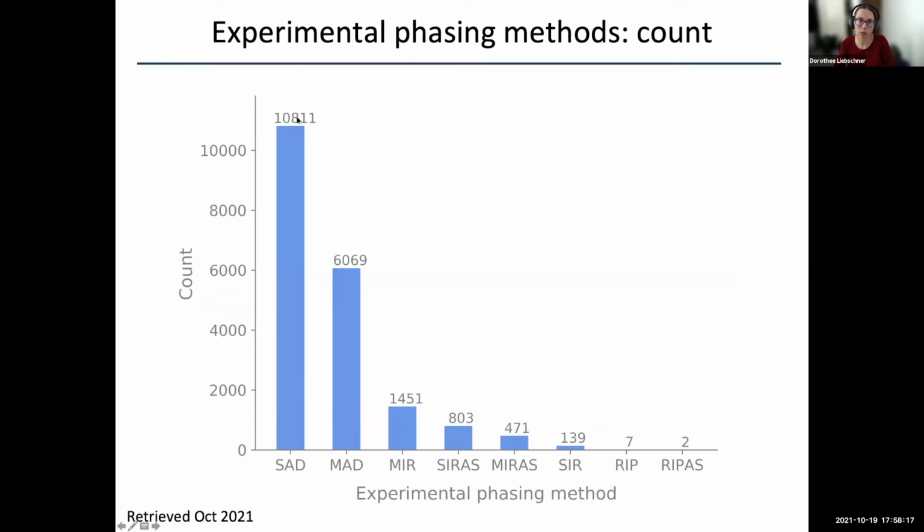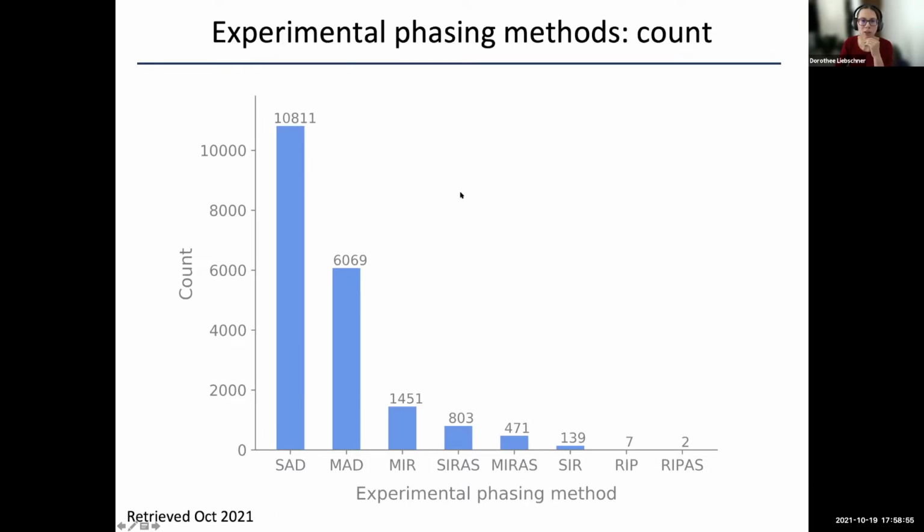So among the experimental phasing methods, SAD is the one which is mostly used, about 10,000 structures, followed by MAD, about 6,000 structures. Then here we have MIR, 1,500, and the other methods have fewer than 1,000 entries in the PDB. And this radiation damage induced phasing is probably used only to show that it's possible to do. So I want to give one word of caution with these numbers.